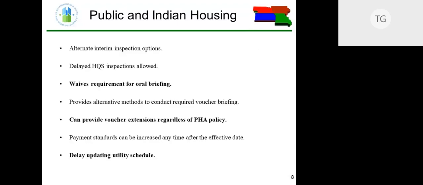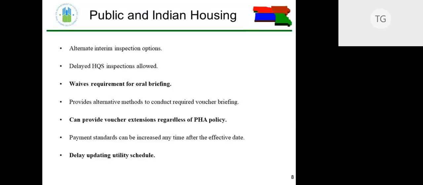The waiver of the requirement for an oral briefing is important. Oral briefings for the Housing Choice Voucher Program are often done in a group setting. PHAs can brief potential program participants over the phone or give them an expanded packet of information in lieu of a group briefing. Many PHAs I've spoken to are using phone briefings. This takes longer because each one is generally individual rather than group. Voucher extensions allow the potential program participant longer time to look for a unit.